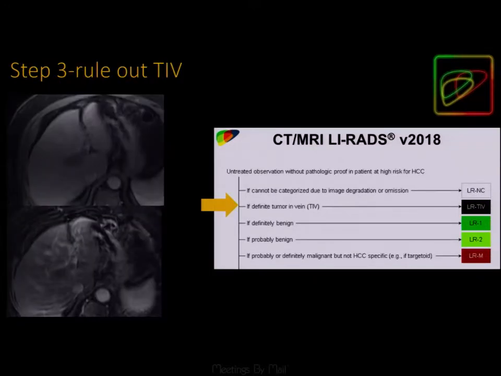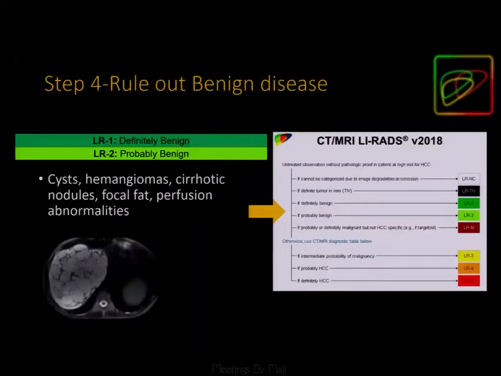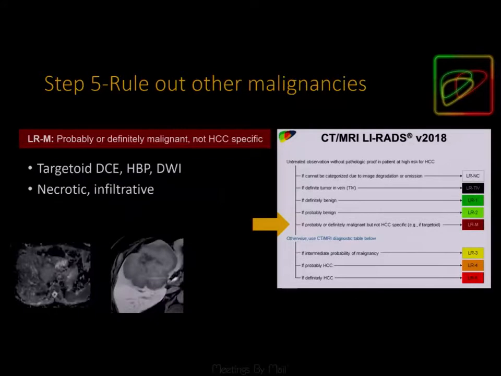The next thing we're going to do is rule out tumor in vein. I'm just going to oversimplify this by saying that you're going to do that by identifying unequivocal, enhancing soft tissue in vein. Next, we're going to rule out benign disease. So these are things like cysts, hemangiomas, focal fibrosis, perfusional alterations. We want to discard those as we move through the algorithm. Step 5, we're going to take out all of those non-HCCs, all of those atypical malignant-looking lesions. We don't want those to end up classified as an LR5. These are going to be identified on the basis of targetoid features, necrosis, infiltrative appearance.